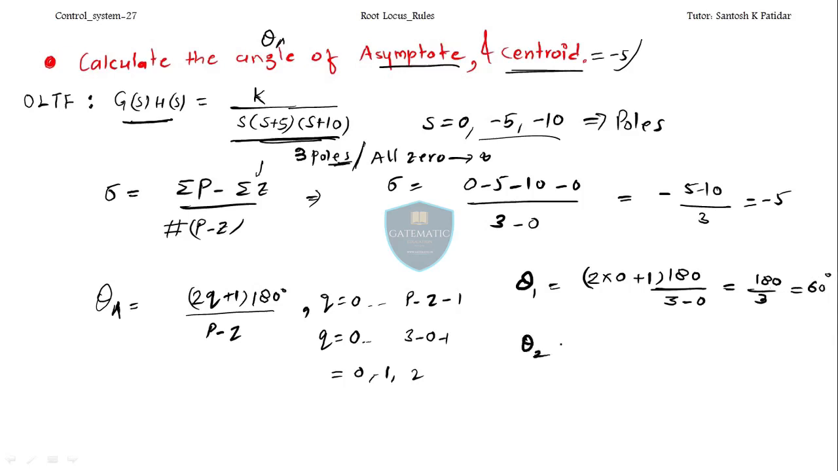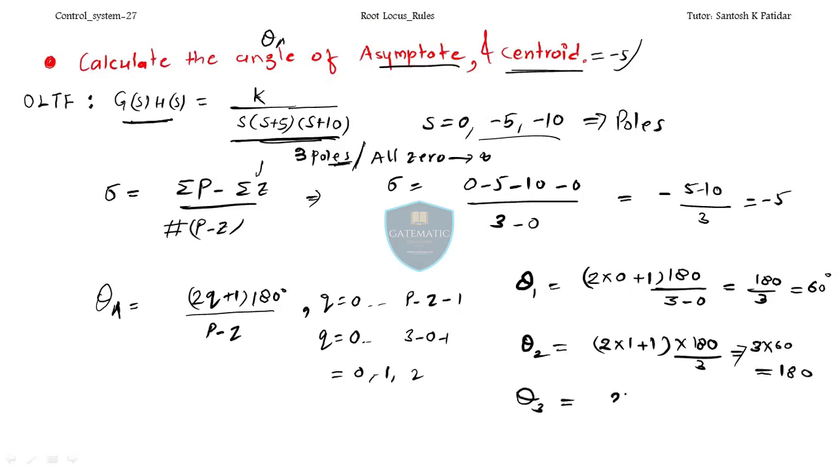Let's find theta 2, so 2 into 1 plus 1, into 180 divided by 3, so put q equal to 1. Okay, we have done this. 2 into 3, so 3 times 60, that is 180 degrees. Let's find theta 3, so it will be 2 into 2 plus 1 divided by 3 into 180 degrees, so you will get over here 300. So these are the angles.